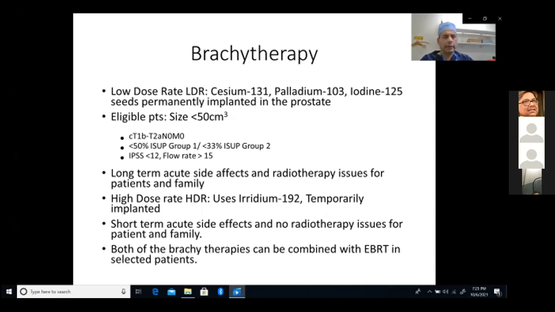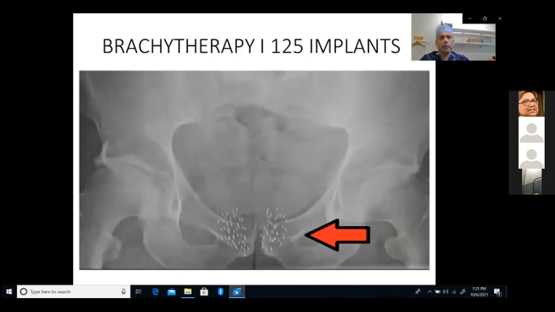And then they should have their IPSS score less than 12, and their flow rate should be over 15. If they're obstructed and if you offer them brachytherapy, there's a risk they go into retention. And then we have high dose rate, HDR, using iridium-192. This is for high grade cancer, and you can even offer it for T3 cancers. And then this is the slide for brachytherapy implants. You can see a moderate size prostate with radioactive seeds in both lobes.